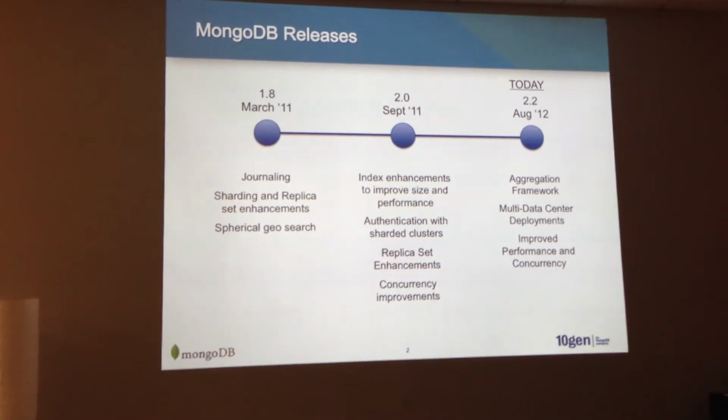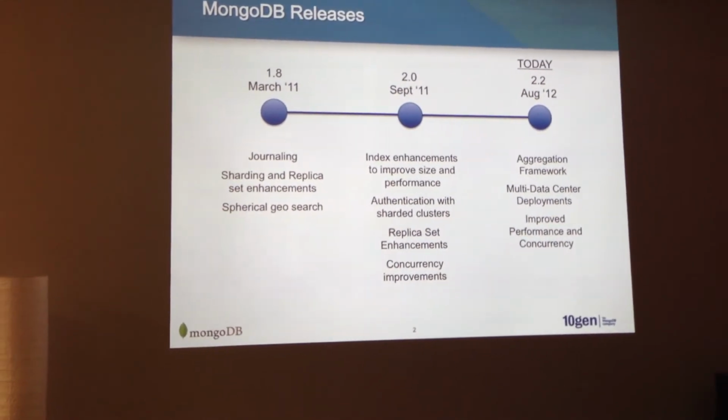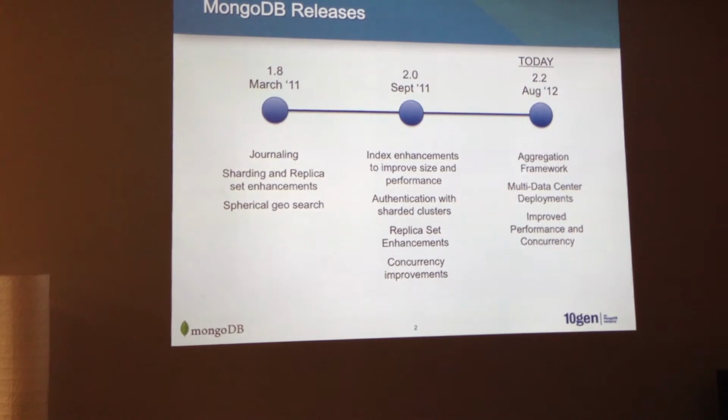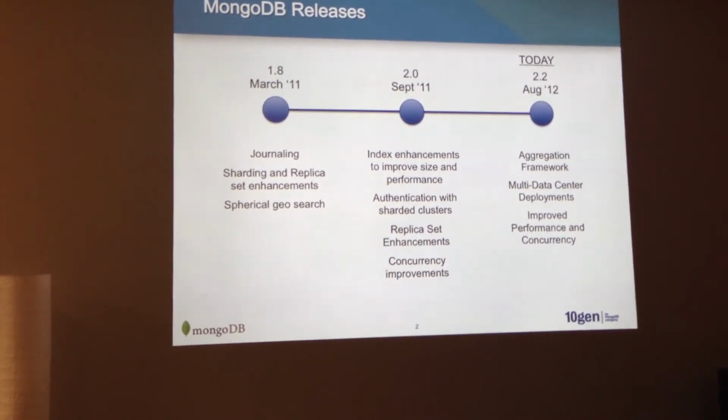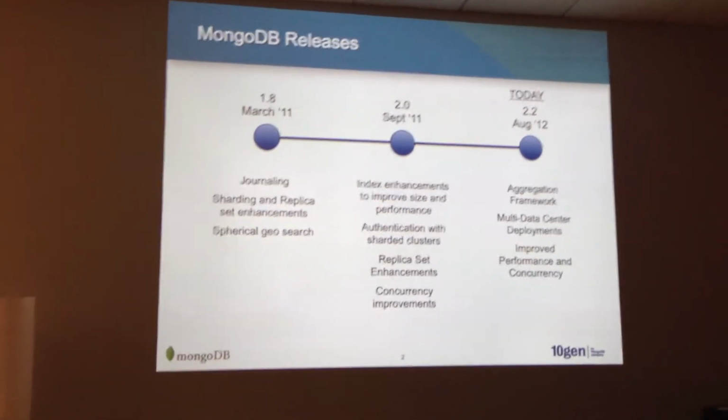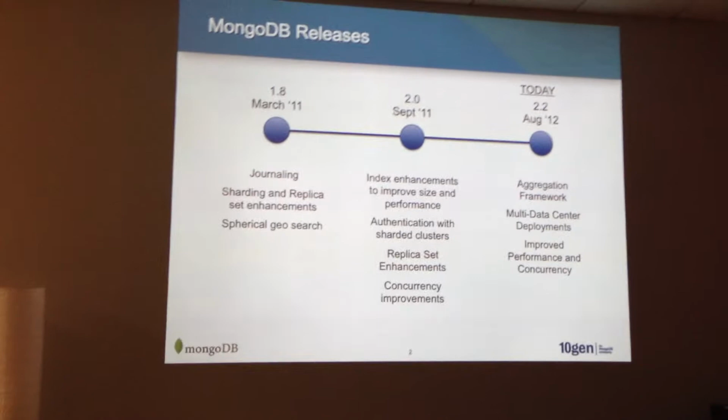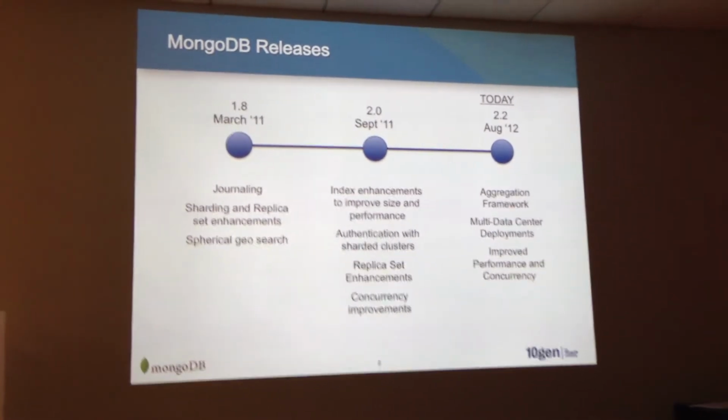Authentication in clusters, concurrency improvements. So the concurrency improvements started with 2.0. That was a huge step in terms of the write lock issue. The write lock issue is probably the number one issue that's blamed on Mongo.